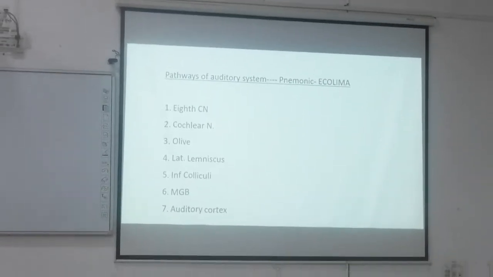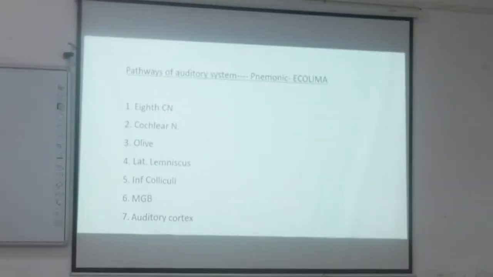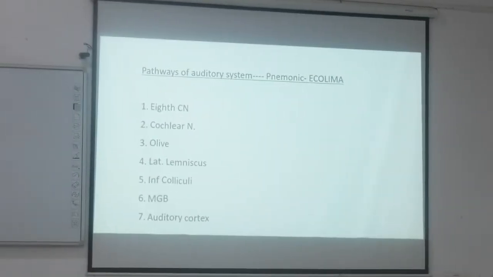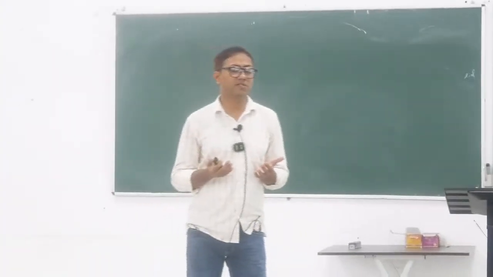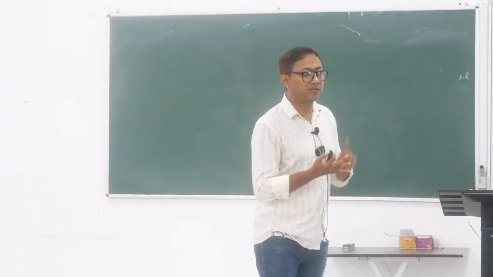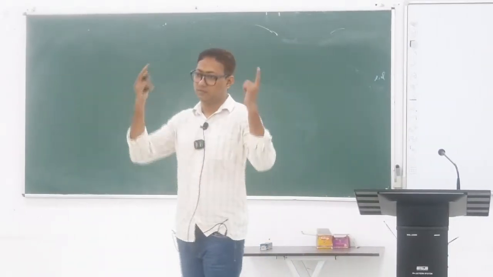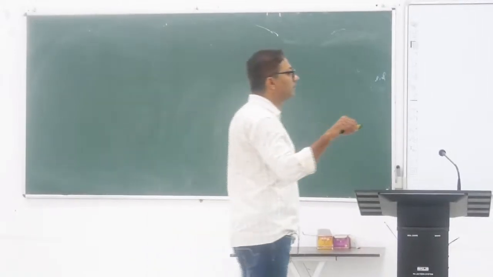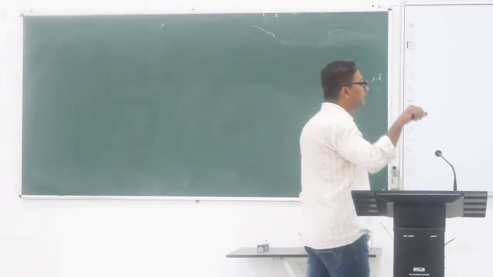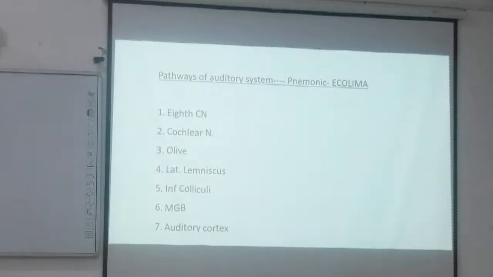Very commonly we ask in the Viva examination, tell me the auditory pathway, tell me the visual pathway, tell me the light reflex pathway. You must remember for your examination the pathways of light reflex, vision, and auditory input, right? So I repeat, remember the mnemonic echo-lima: 8th cranial nerve, cochlear nerve, olive, lateral lemniscus, inferior colliculi, medial geniculate body.